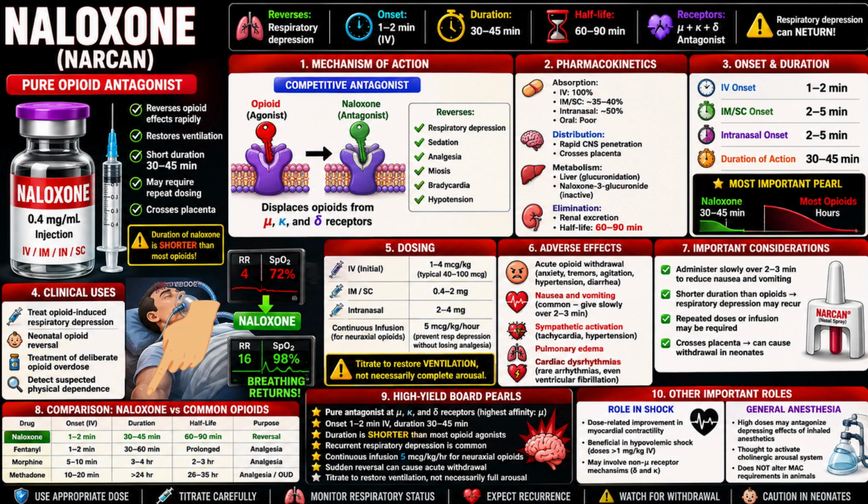How it compares against the opioids it's reversing. Naloxone. Onset 1 to 2 minutes IV. Duration 30 to 45 minutes. Half-life 60 to 90 minutes. Purpose, reversal. Fentanyl. Onset 1 to 2 minutes. Duration 30 to 60 minutes. Half-life measured in hours. Morphine. Onset 5 to 10 minutes. Duration 3 to 4 hours. Half-life 2 to 3 hours. Methadone. Onset 10 to 20 minutes. Duration over 24 hours. Half-life 26 to 35 hours.